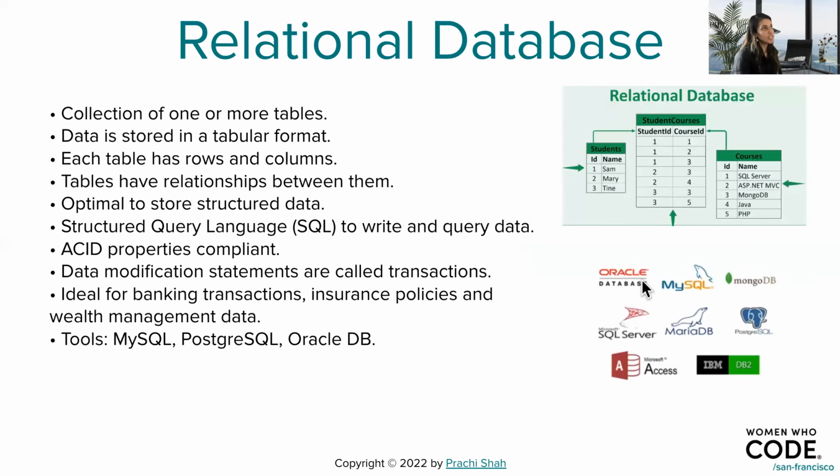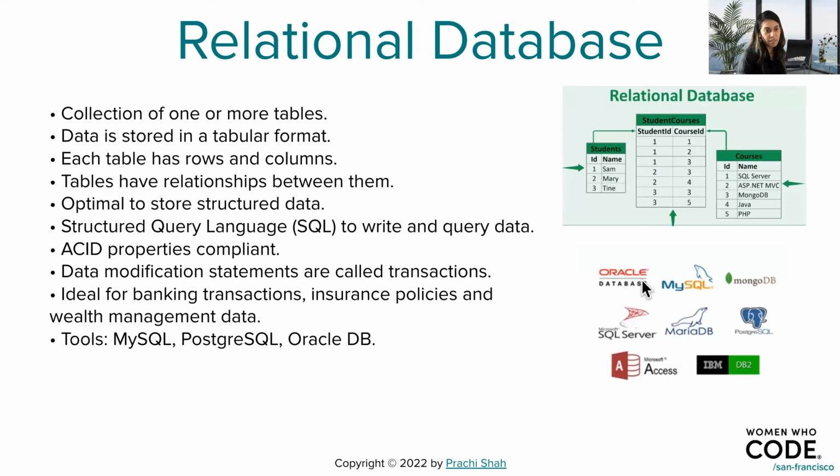So we'll go through relational databases first. There are two major types of databases that we're going to cover today. One is relational and the other is non-relational. A relational database is a collection of one or more tables. Data is stored in a tabular format, so you have rows and columns. And these tables have relationships between them. That's why it's a relational database.